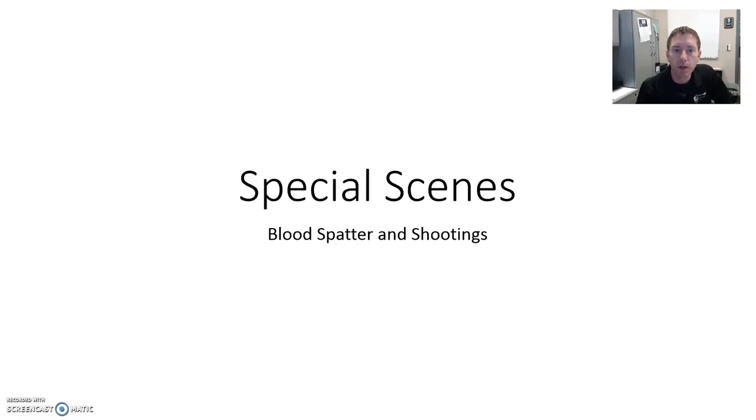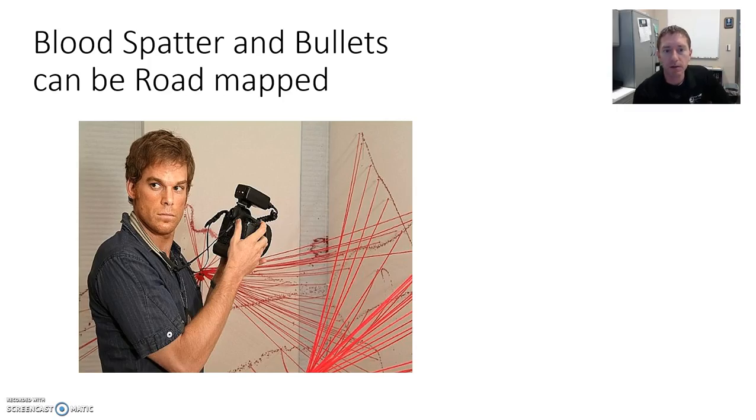All right, so this week we are talking about blood spatter and shooting scenes. Now you'll find that a good chunk of these scenes are both handled the same way through a process called road mapping. Road mapping for blood spatter is kind of different than for bullet trajectory, but they have a lot of similarities.